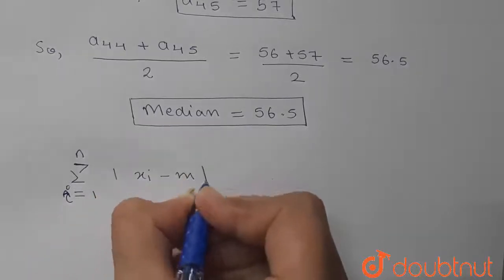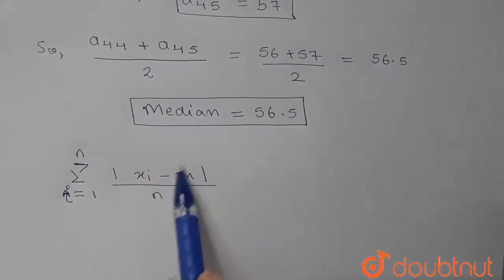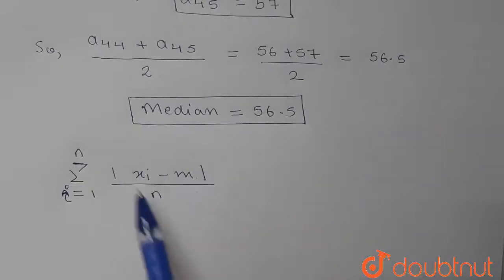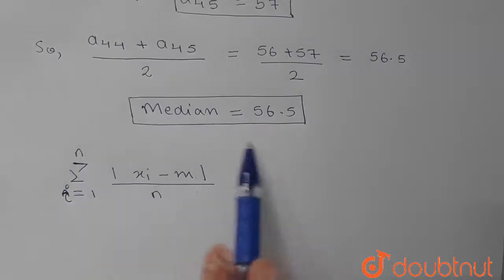This m here stands for median, upon n, that is the total number of terms. So here the median is required. That is why we first calculated the median, so that calculating the mean deviation would be easy for us. So this is the summation from i equal to 1 to n, and then this thing.